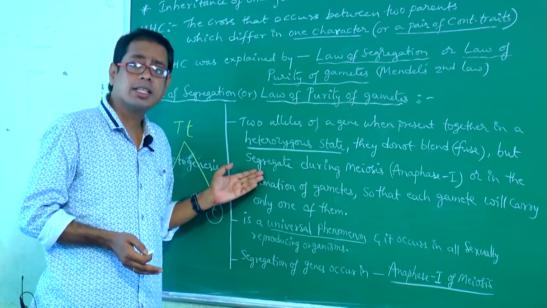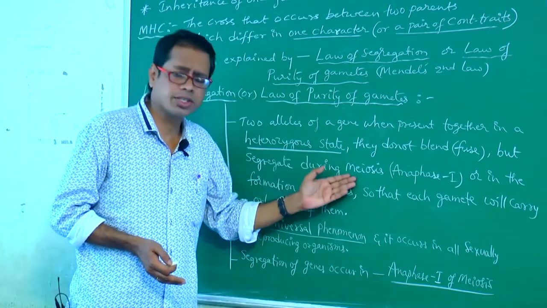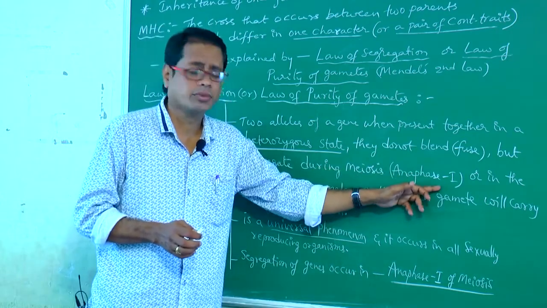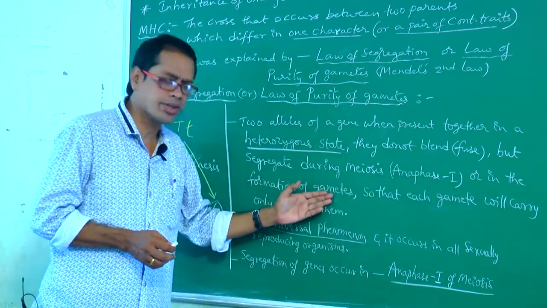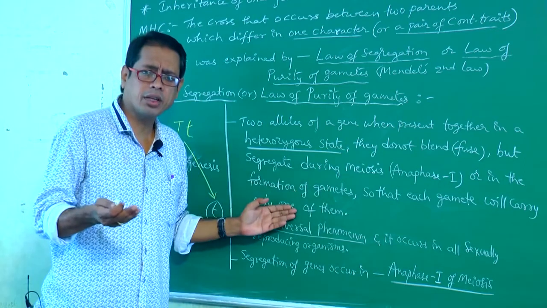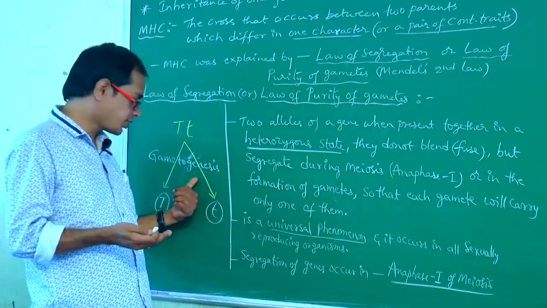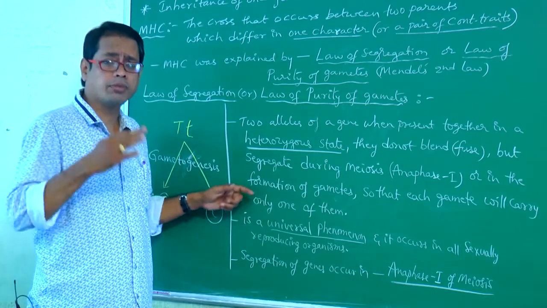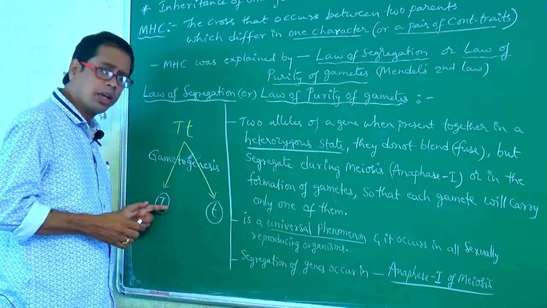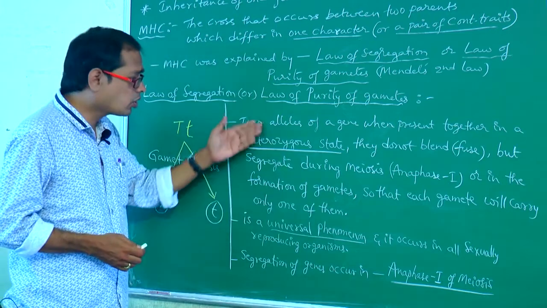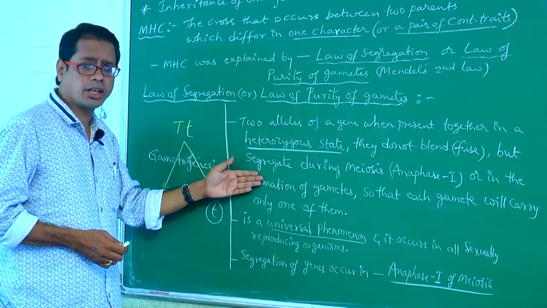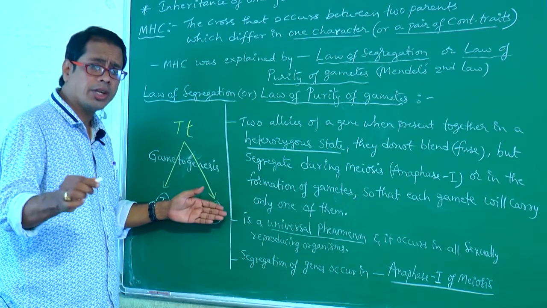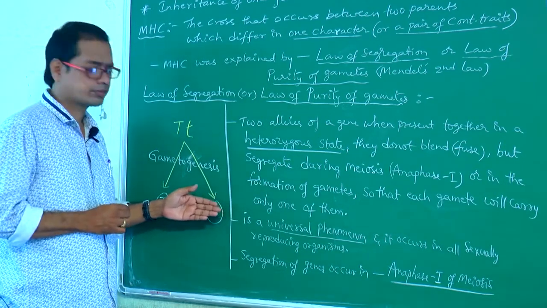Segregate means separate during meiosis. In which phase of meiosis? Anaphase 1. Or in the formation of gametes. Formation of gametes is nothing but gametogenesis, so that each gamete will carry only one of them. Each gamete will carry only one allele. This is the so-called law of segregation. As a gamete has only one allele, these gametes are pure.